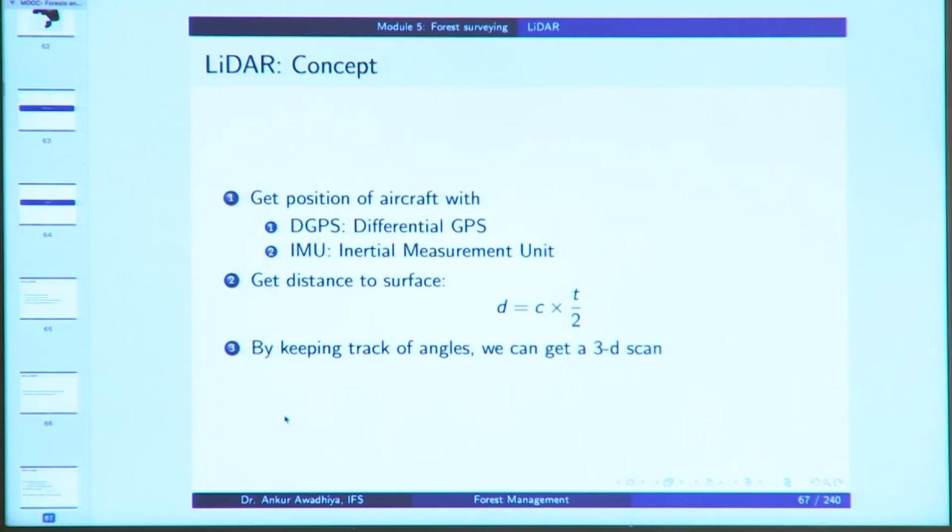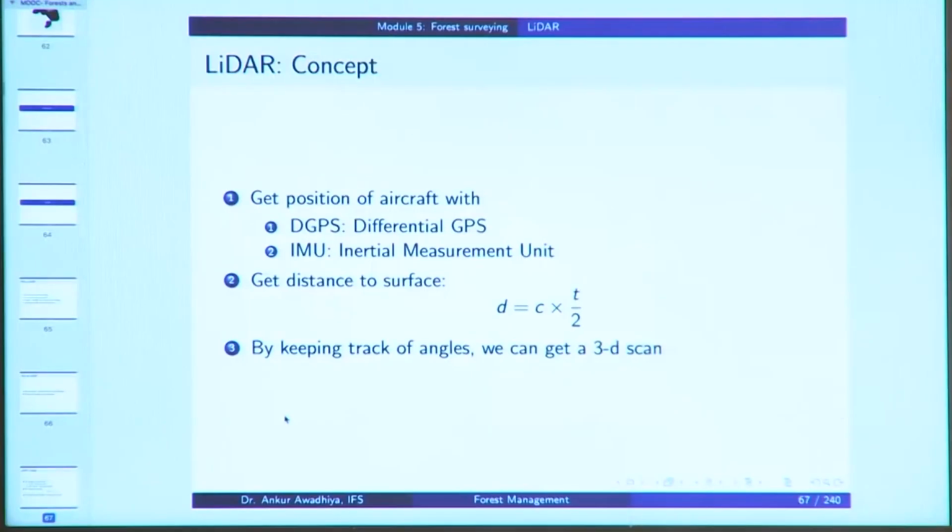We use laser because it is a monochromatic beam, it is a directional beam, it retains its strength over long distances. The concept is that you get the position of the aircraft using differential GPS, in which case you have two stations, the ground station and also one station which is located in the aircraft. So you use differential GPS and an inertial measurement unit to get an idea of the acceleration and the orientation of the aircraft. And when you shine a laser beam, it interacts with the surface of the object and then comes back. How much time it takes for the laser beam to go from the aircraft and back is then calculated, and the distance to the surface is given by c into t by 2, where t is the time it takes for the laser beam to come back.